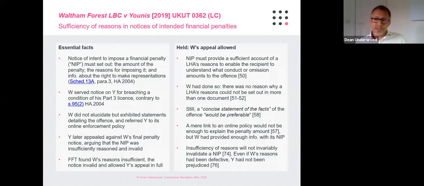In its notice and the covering letter which accompanied it, Waltham Forest didn't take the opportunity to elucidate the offence that Mr. Eunice had allegedly committed. But instead of that, it referred to and exhibited a range of witness statements in which details of the conduct in which he'd engaged was set out, and the offence essentially was described. As far as the amount of the penalty was concerned, it referred Mr. Eunice to its online enforcement policy and indicated that the penalty had been calculated in accordance with that.